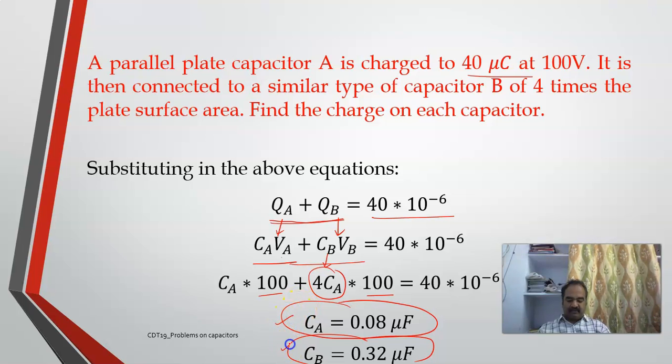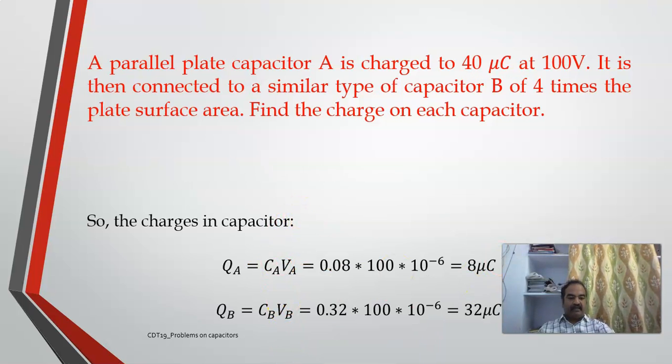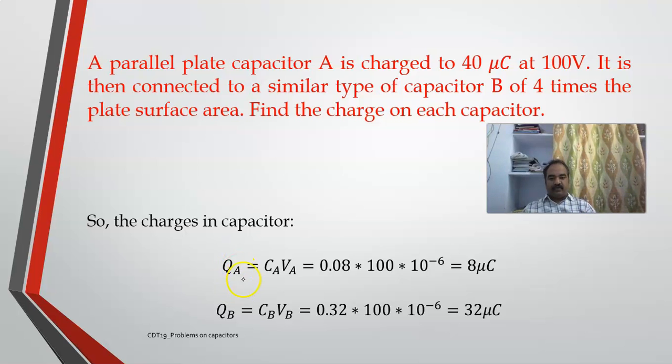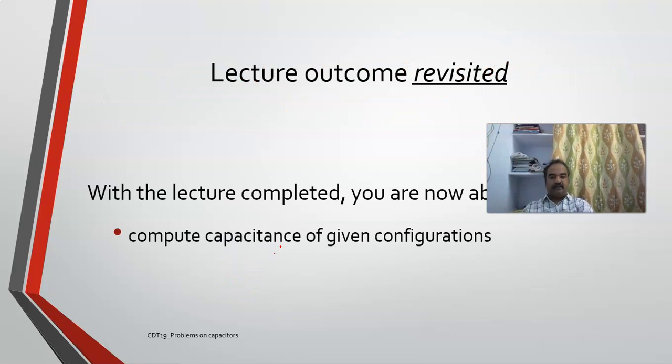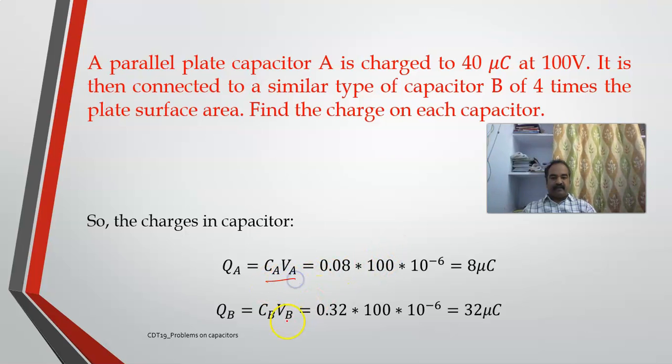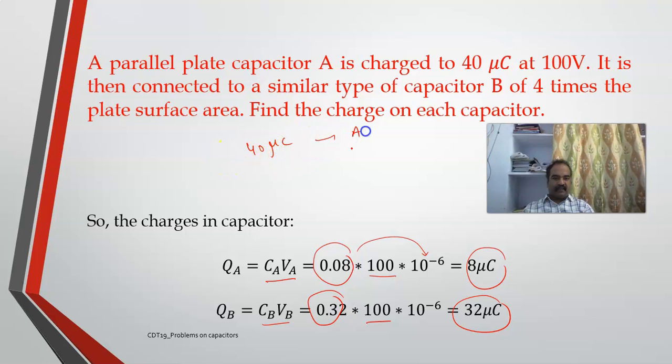Once you know the capacitances of these two, automatically you can calculate the charges on these two. QA is equal to CA into VA and QB is equal to CB into VB. You have calculated now 0.08, 0.32, and this is the voltage already. This represents micro, okay? So 8 microcoulomb, 32 microcoulomb. So now your entire 40 microcoulomb, which was earlier on capacitor A, is divided into 8 microcoulomb to A and 32 microcoulomb to B. Okay? So this is the way how we will be doing the problems.